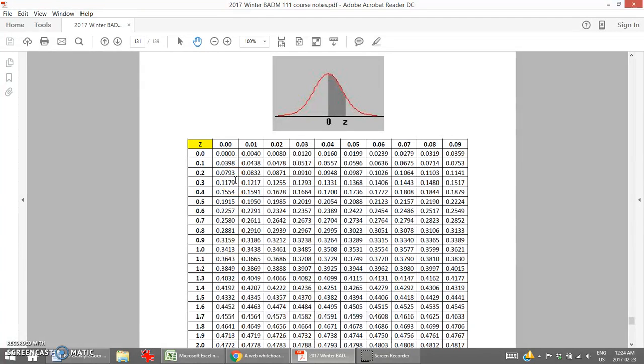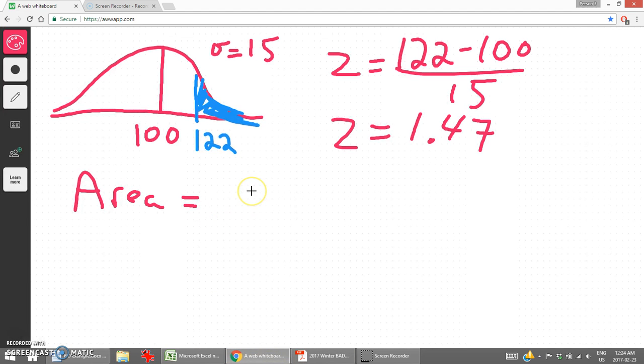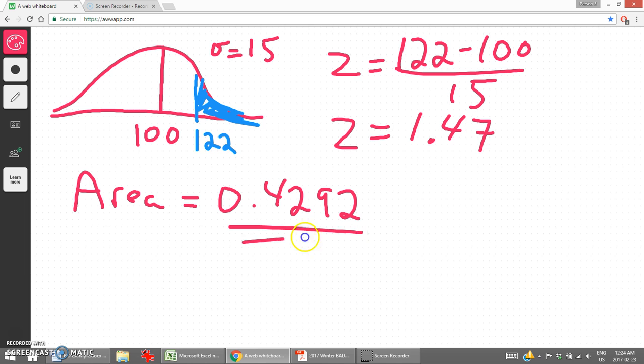So to find that area, we find 1.4 down the left column, and 0.07 across the top. And the intersection of that, this value right there, 0.4292, is the size of the area from the middle to the Z value of 1.47. So now we know that the area is 0.4292. This value here basically corresponds to this area right in this bell curve.